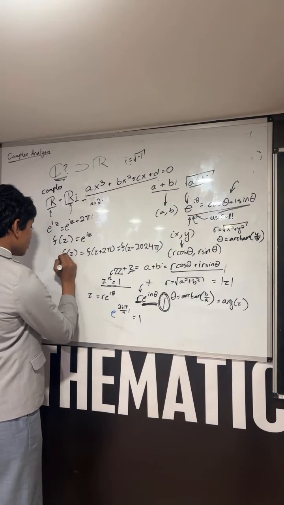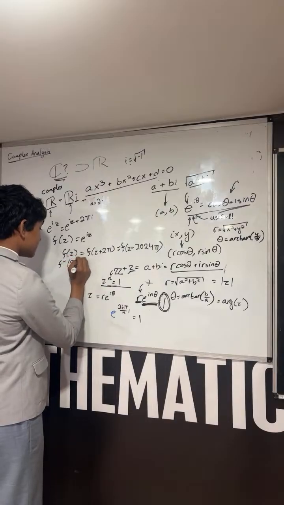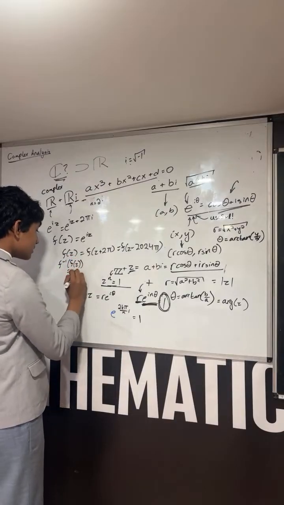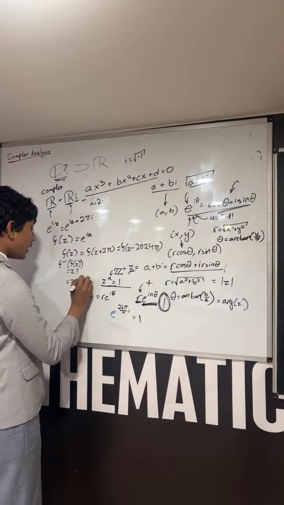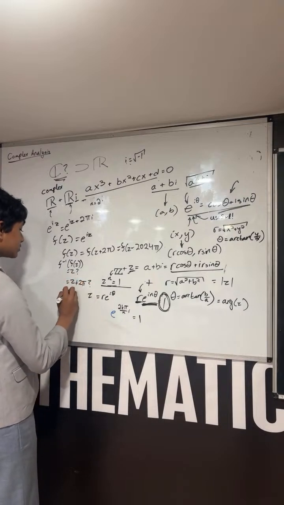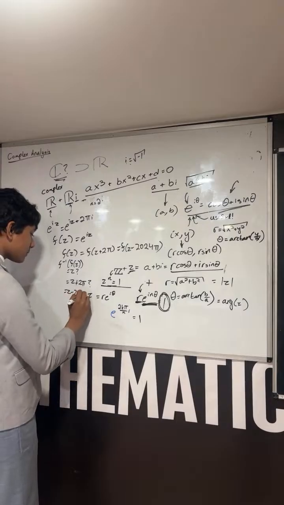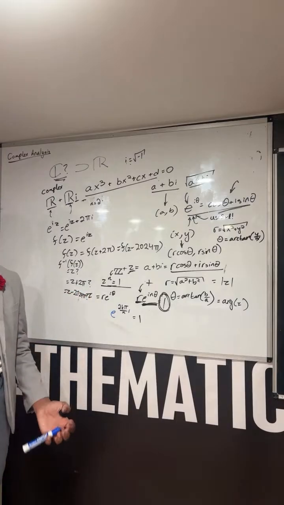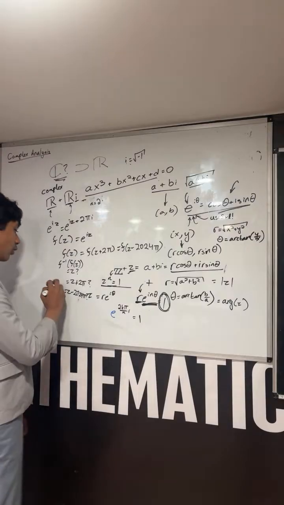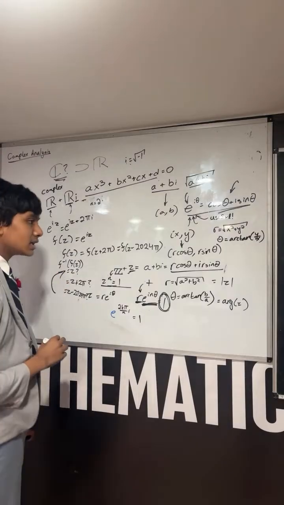And so, what is f inverse of f of z? Is it equal to z? Is it equal to z plus 2 pi? Is it equal to z minus 2024 pi? Nobody knows. And so, this is why we have to use branch cuts.